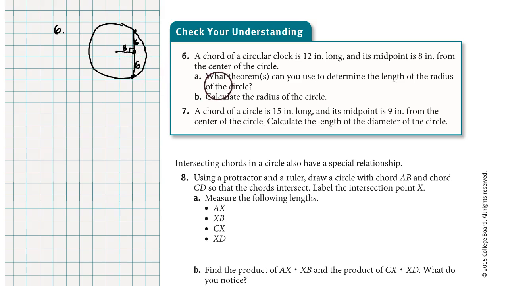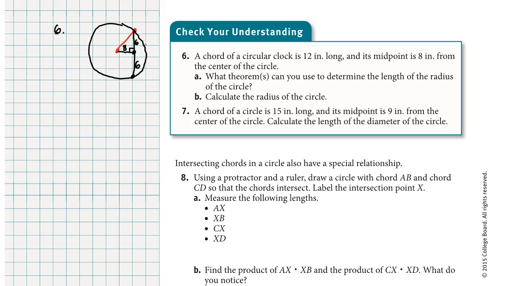Now what are we asked to figure out? Question A, what theorem can you use to determine the length of the radius of a circle? Well, we don't have a radius drawn in our picture. Let's draw one in there from the center out to the edge of the circle. Now instead of just drawing randomly, let's draw our radius so that it goes from the center to one of the endpoints of the chord. That way we create a small right triangle, and that would be helpful to us if we ever needed to figure out how long the radius is.